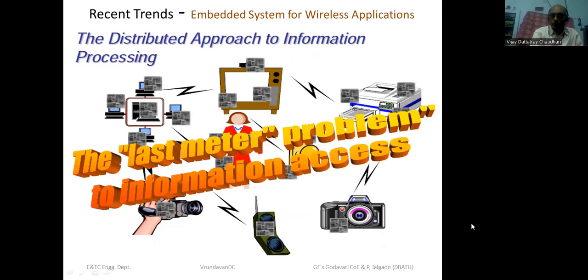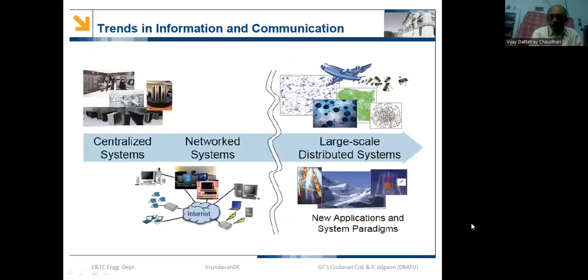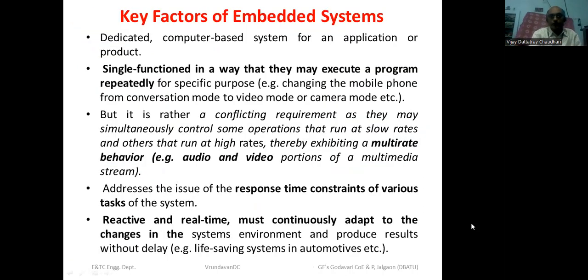Similarly, another point is in wireless applications. For example, how your information is processed in a distributed way or centralized way. Accordingly, trends in information and communication are very important these days: centralized system, network system, large scale distributed system, new applications and system paradigm.